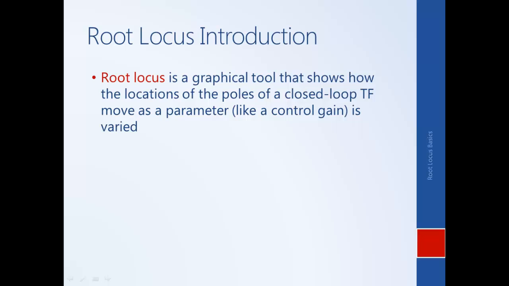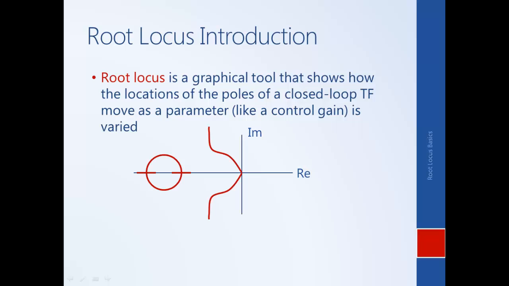So the root locus is basically a graphical tool that shows how the closed loop poles of a transfer function move as a parameter, which is usually a control gain, is varied. And so here's the complex plane, and this picture is a root locus. These red lines show all of the locations of the closed loop poles of a given transfer function.